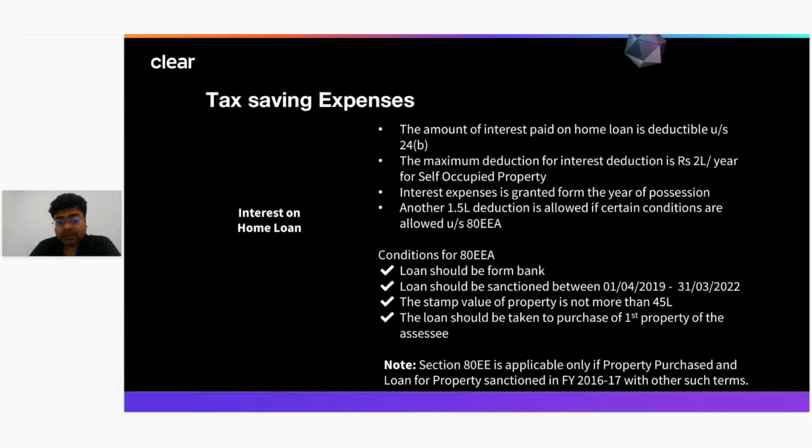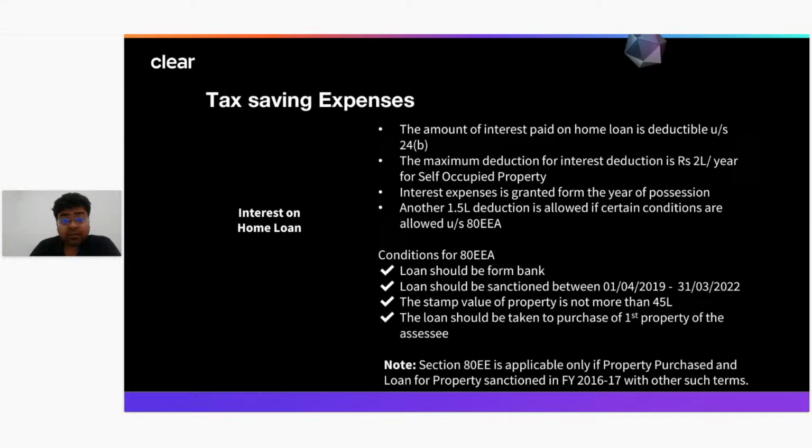Firstly, the loan should be from a bank. Secondly, the loan must be sanctioned between the period 1st April 2019 to 31st of March 2022. The stamp value of the property should not be more than 45 lakhs. And finally, the house property should be the first house property of the taxpayer.